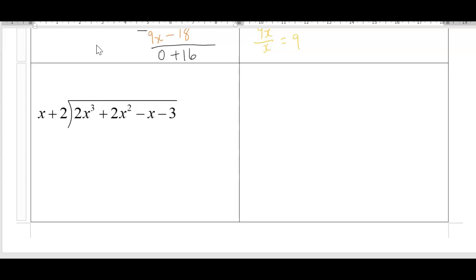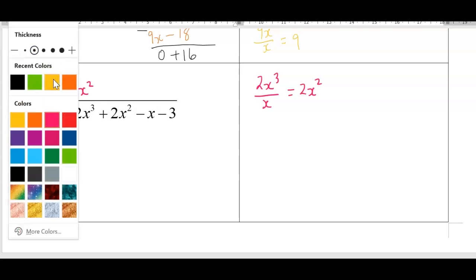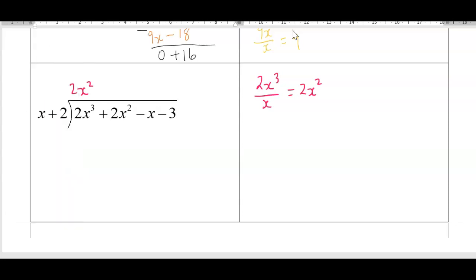Okay, so our first one, we're taking 2x cubed and dividing it by x. So that's going to give you 2x squared. So that 2x squared goes up here. And choose a different color. Let's go with green. We're going to multiply that 2x squared up the top by our dividend, so x plus 2. All right, so 2x squared times x gives you 2x cubed. 2x squared times 2 is 4x squared. And then we're going to take that away.